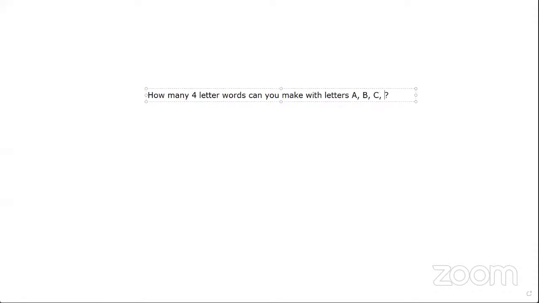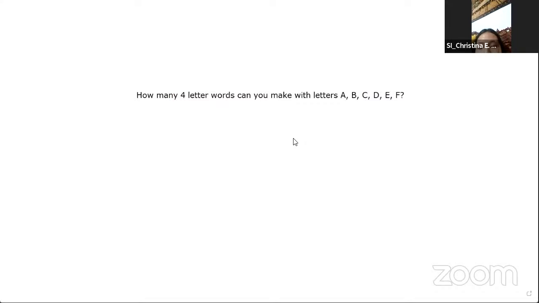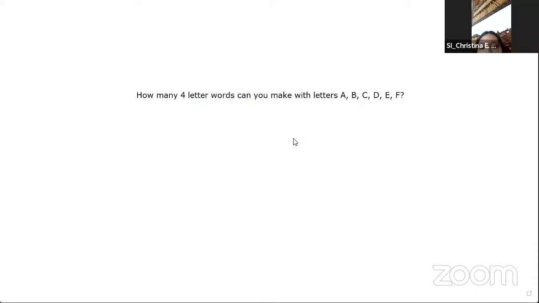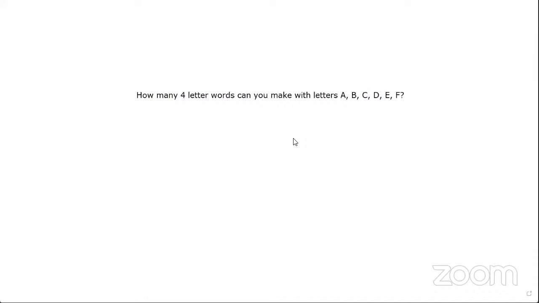How many four-letter words can you make with letters A, B, C, D, E, and F? 1296 or 6 to the power 4. Yeah, you have to say that factorial or that to the power of that, not the number like that. 6 to the power 4. Yeah?